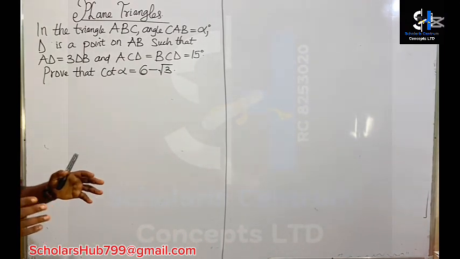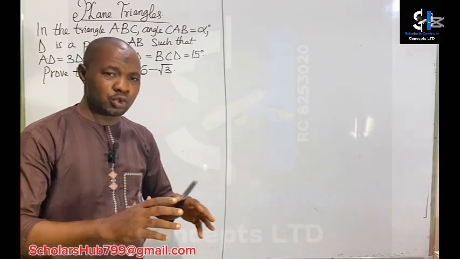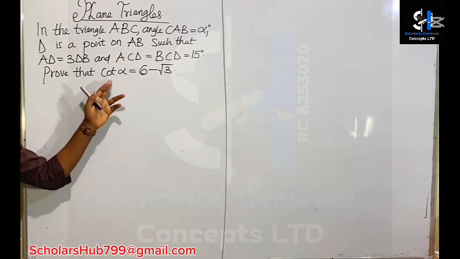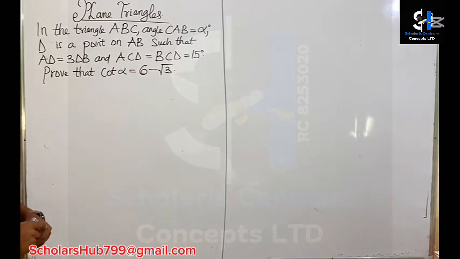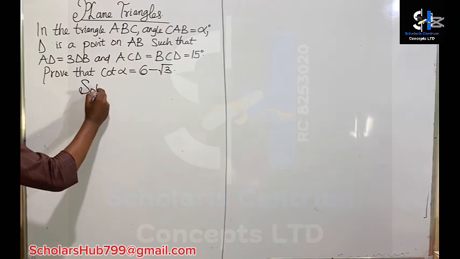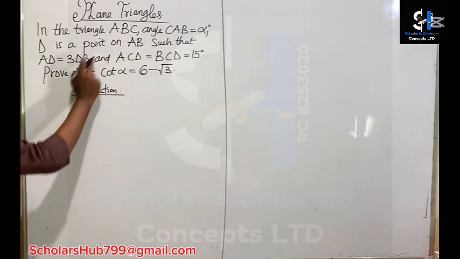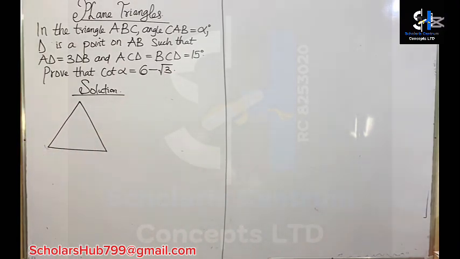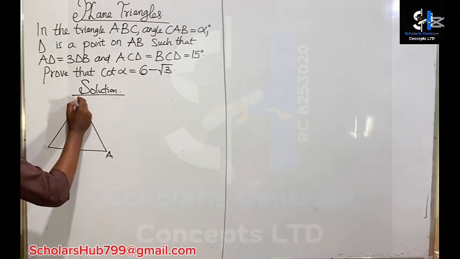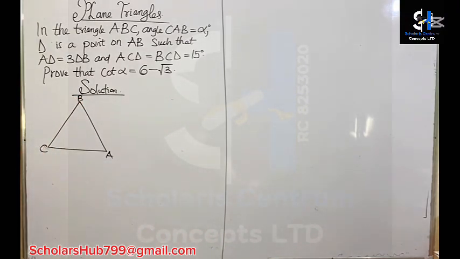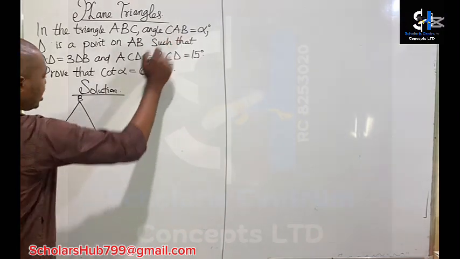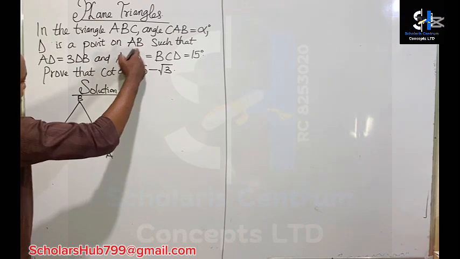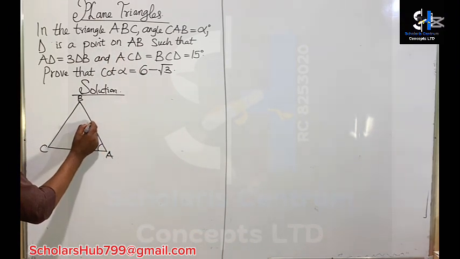Alright, so in this case, the first thing is to draw the triangle, to analyze the problem, and let's see how we can prove that cot alpha equals 6 minus root 3. Okay, so we are given triangle ABC. Now angle CAB is alpha. Now D is a point on AB.